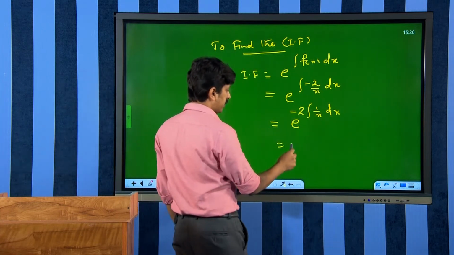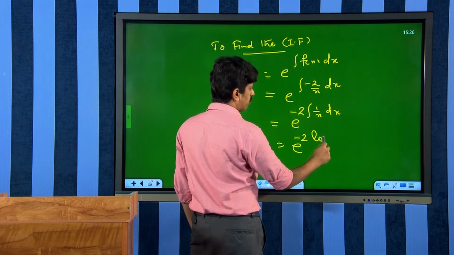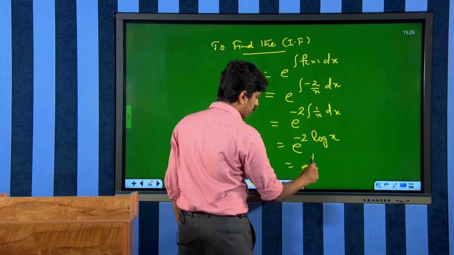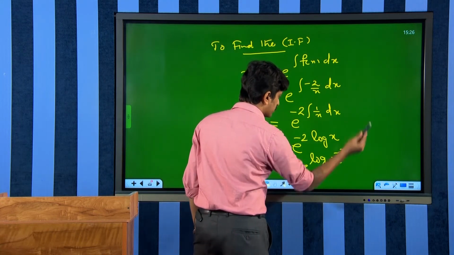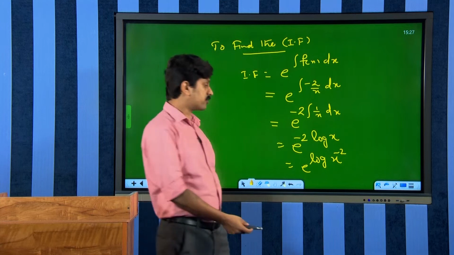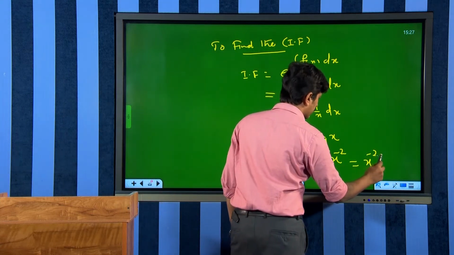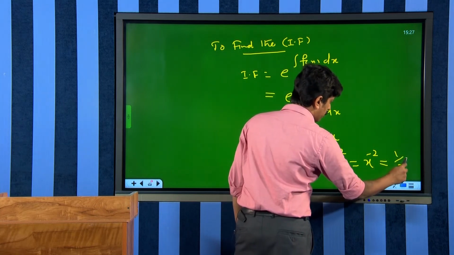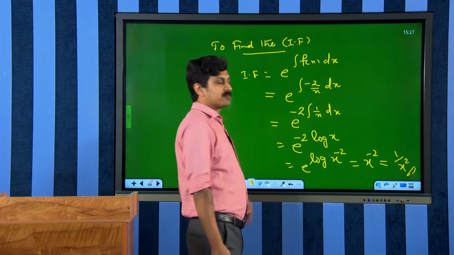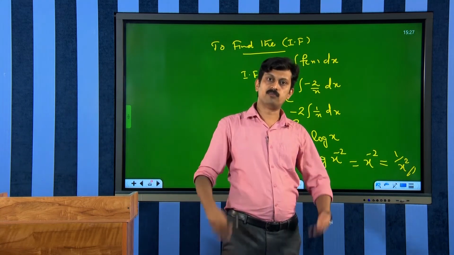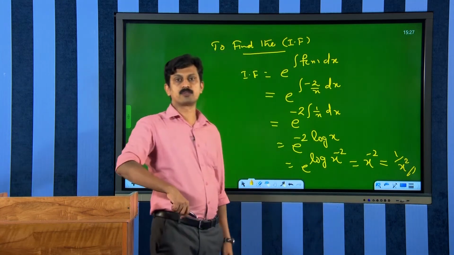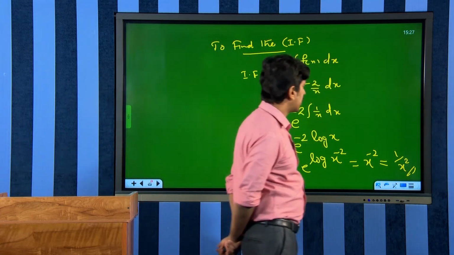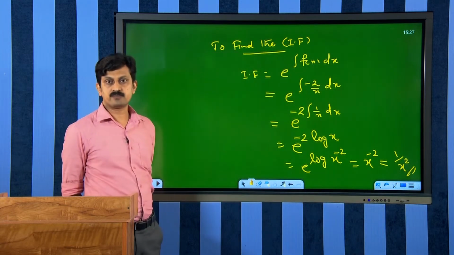This is equal to e raised to minus 2 log mod x, that is log x, which is equal to e raised to log of x raised to minus 2, and e and log will cancel. Finally, we will have x raised to minus 2, that is equal to 1 by x square. Even if we take the modulus, while taking x square all will be positive, therefore there is no relevance for the modulus there. So the integrating factor is equal to 1 by x square.